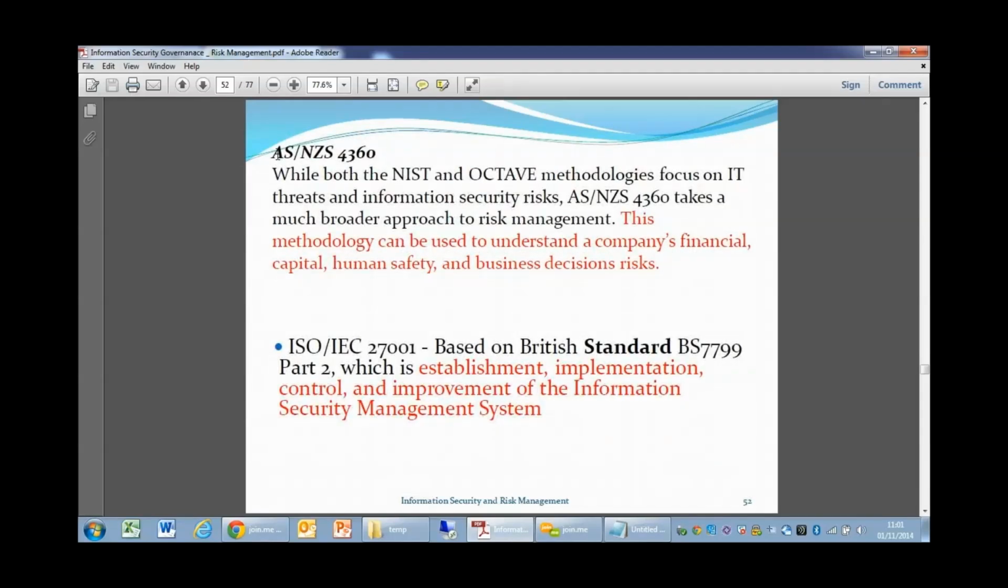Then you also have a technique called ASNZS 4360. Again, you will not get any question in the exam, but like NIST and Octave, which are more from an information systems perspective, this risk assessment approach, ASNZS 4360, is more at a business level. This is very similar to COSO, COBIT, TOGAF, and your Zachman approaches. We will cover all this, just bear with me. So this is nothing but a risk assessment approach which talks about business and information systems both.